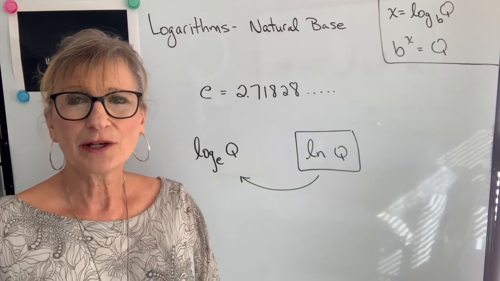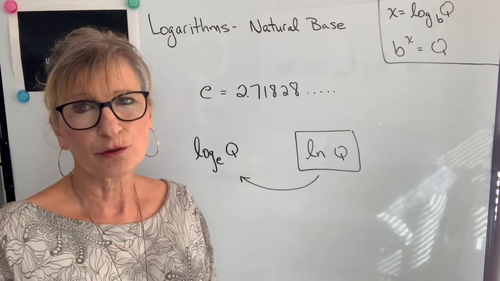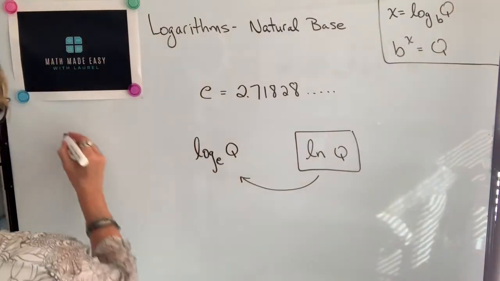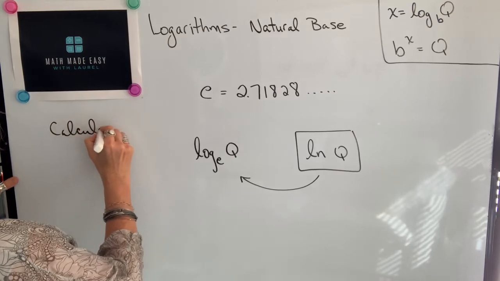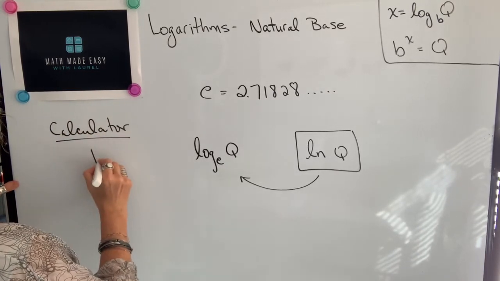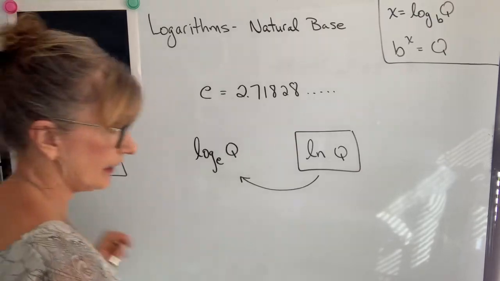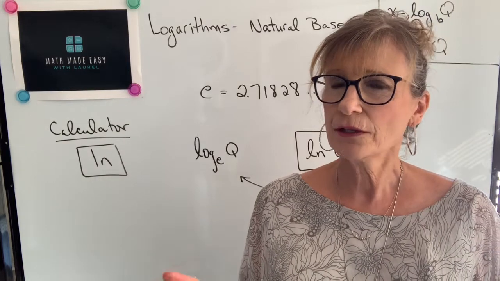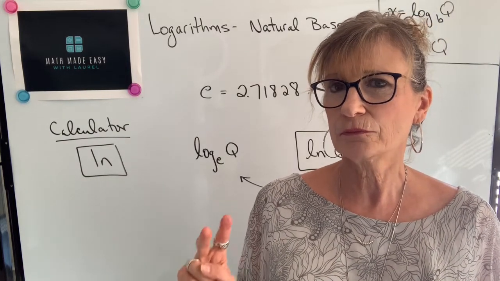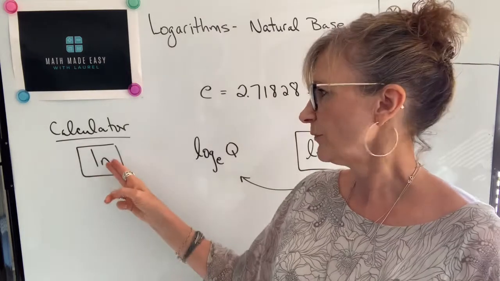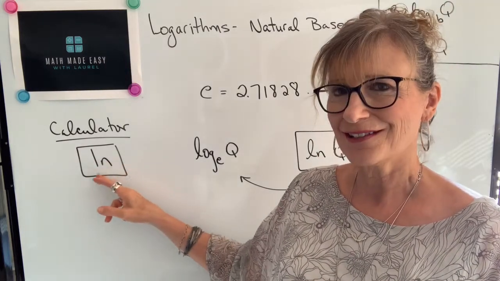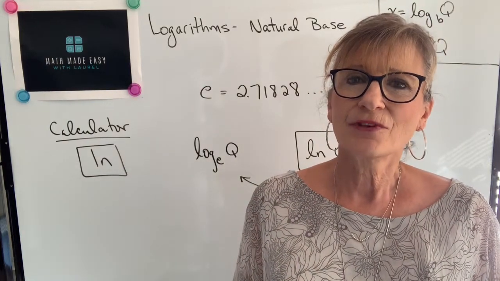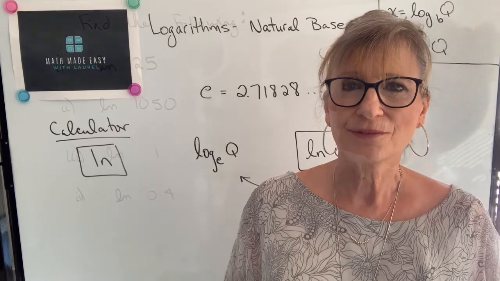So let's talk about how we calculate logs with a natural base as well as antilogs. On your calculator, you will have an ln function. Most calculators only have two log keys, one for base 10 and one for base e. This isn't the word in, it's ln for natural log. Let's talk about how we use that to find the natural log of a variety of numbers.